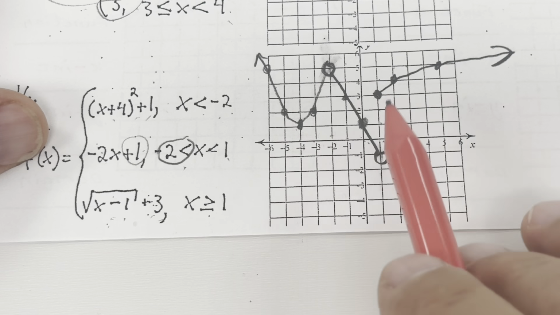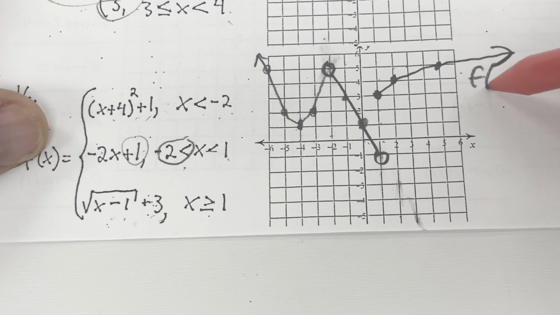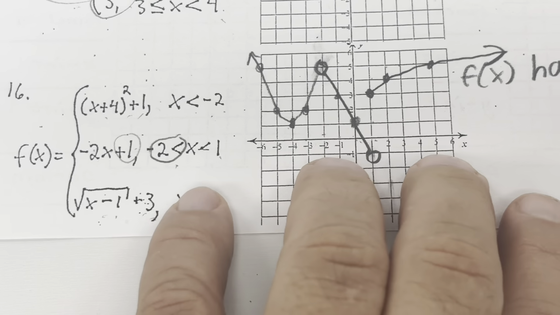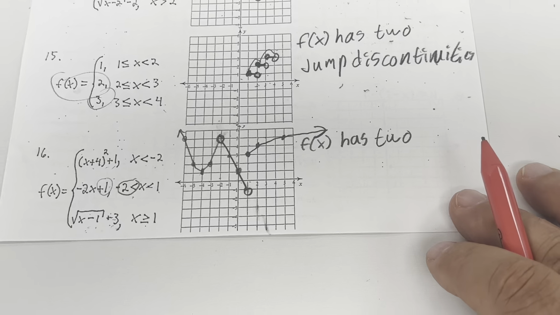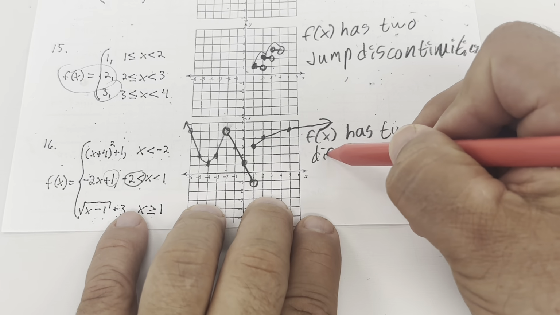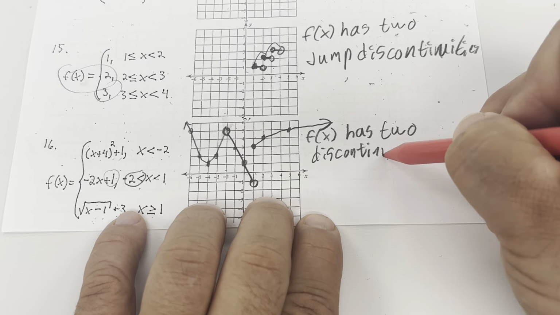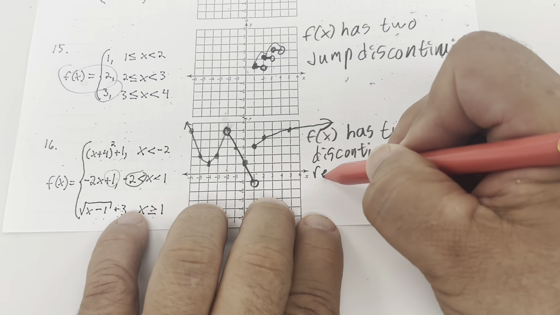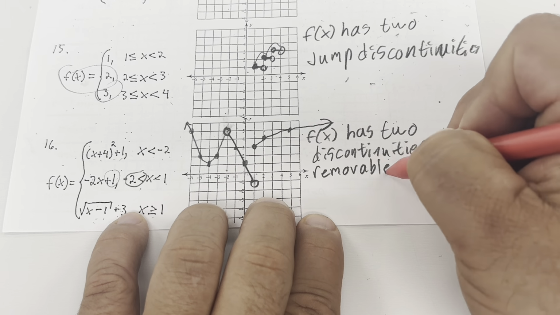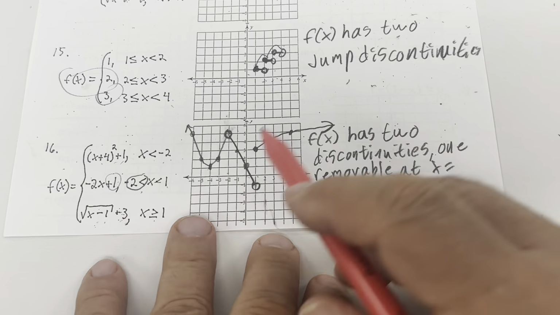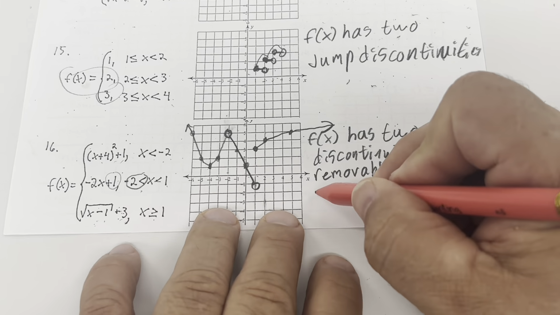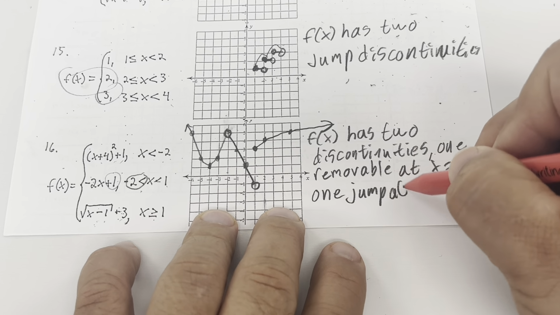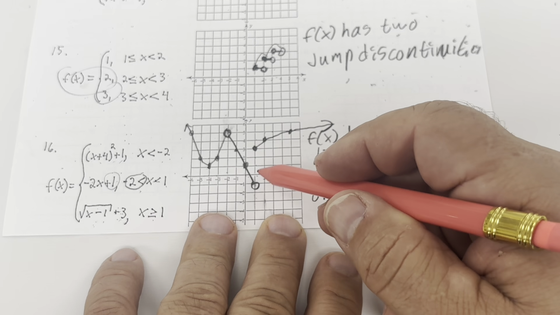So that's a removable, that's a jump. F of x has 2 discontinuities, one removable at x equals negative 2, one jump at x equals 1.